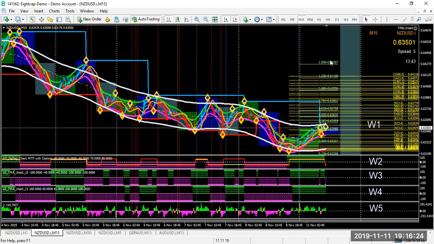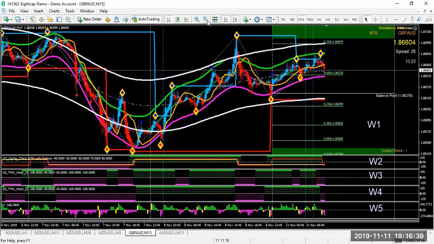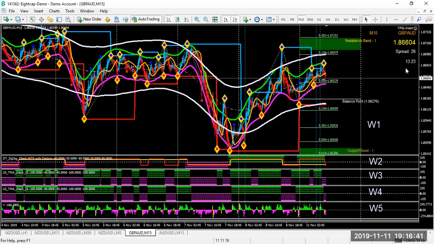Okay, so this is New Zealand US, so it's not as volatile and big movement as some of our big hitters. Yeah, so one of our big hitters is obviously Pound Aussie.